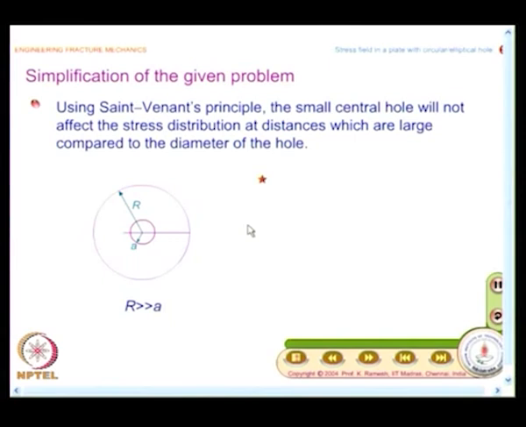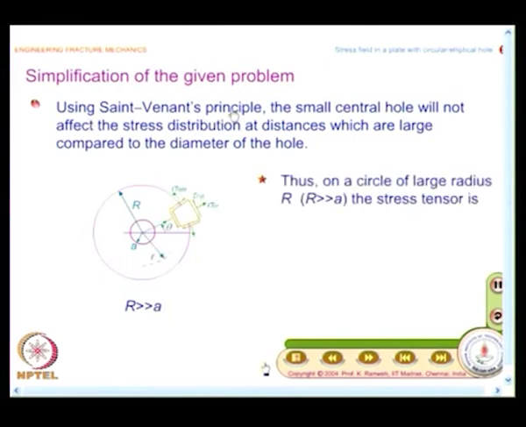So, what we do is we use the Saint-Venant principle. The small central hole will not affect the stress distribution at distances which are large compared to the diameter of the hole. So, I take R much greater than A, but pictorially it is represented in this fashion; mathematically you recognize R is much larger than A. This is the kind of stress field that you have, and we would get that from the stress tensor. The stress tensor is given as sigma xx, 0, 0, 0; it is a 2-dimensional problem.